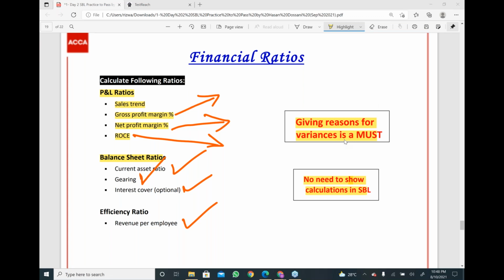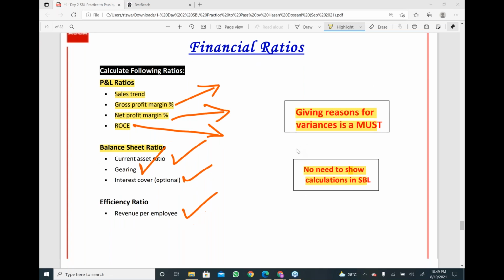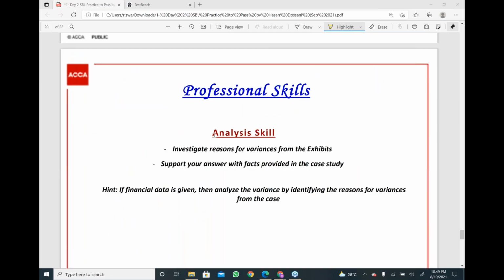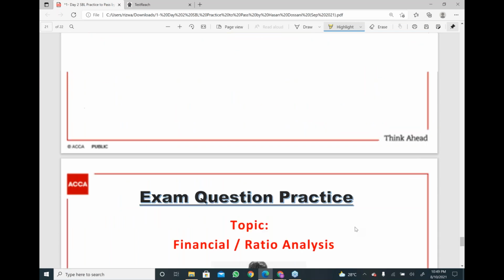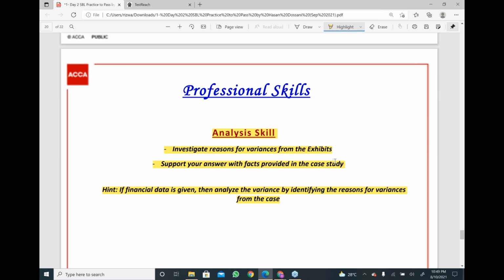Operating costs. Please do a question. Let's do a question now. And here are the analysis skills. We talked about it, right? Analysis skills means that we investigate the reasons for variances. We support our answers by facts provided in the case study.